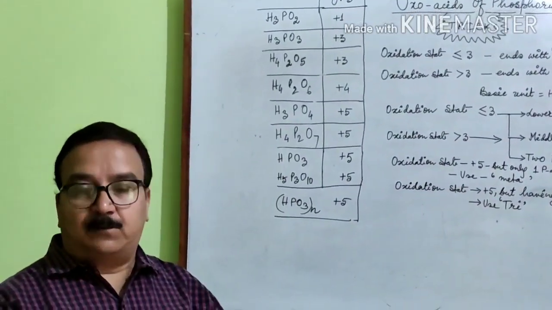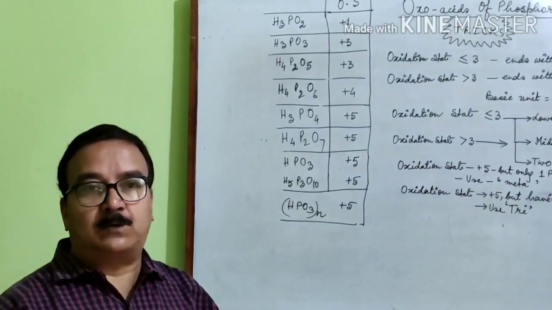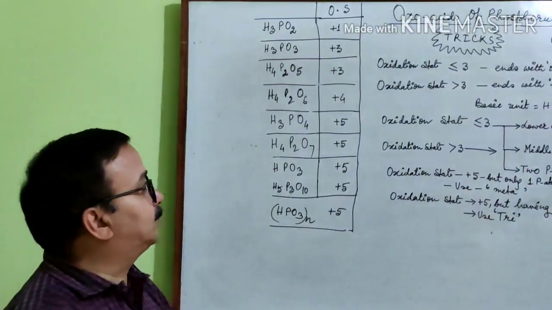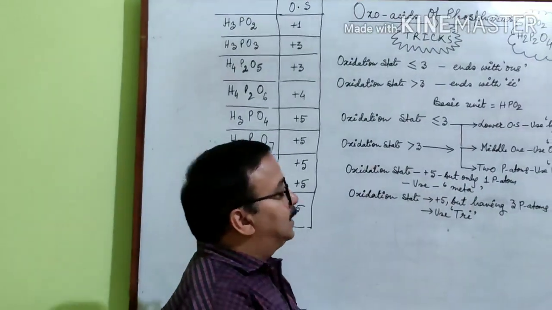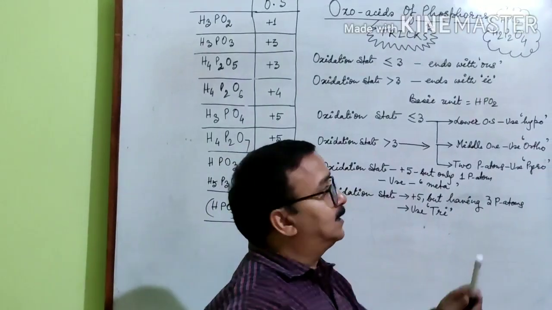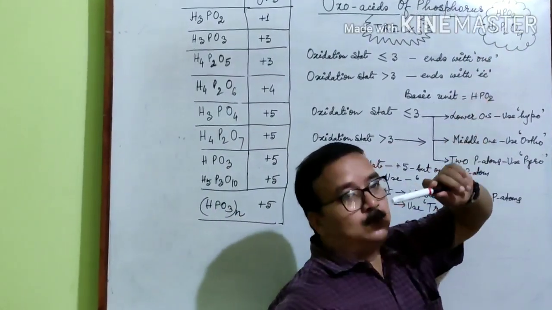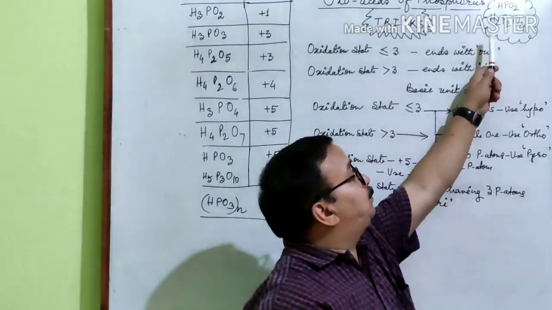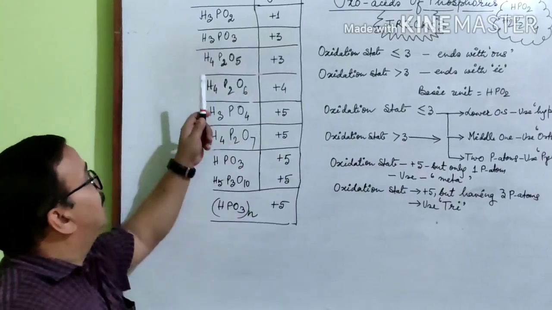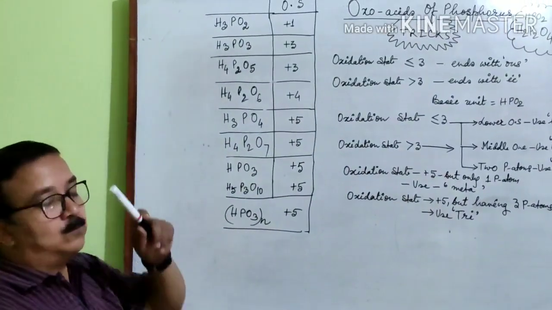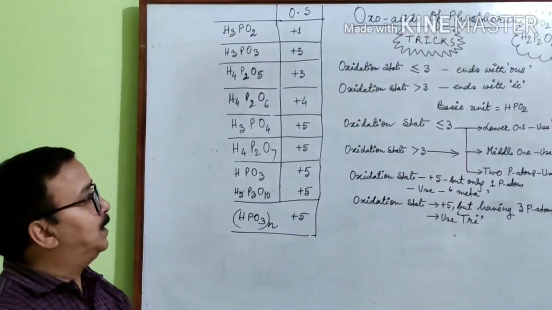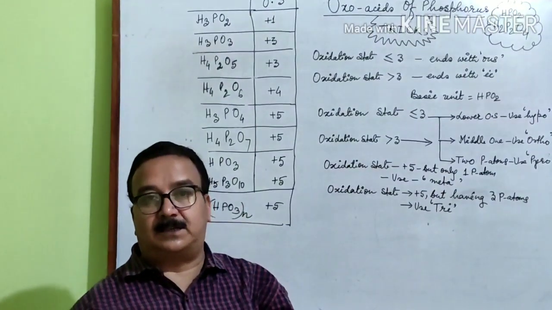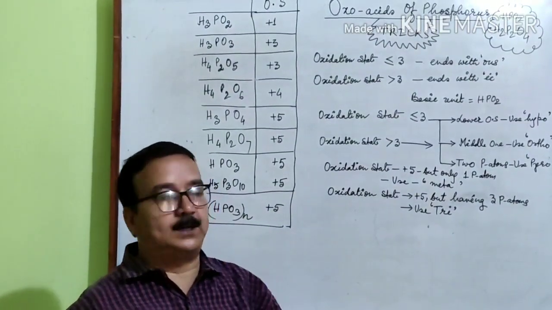Generally, what do we do? We learn the structures, but without remembering how to draw the structure. So there are some basic points. Remember that two basic units are there. First one is HPO2 and second one is H2P2O4. HPO2 is used when the oxoacid contains only one phosphorus atom. H2P2O4 is used when the oxoacid contains two or more phosphorus atoms.